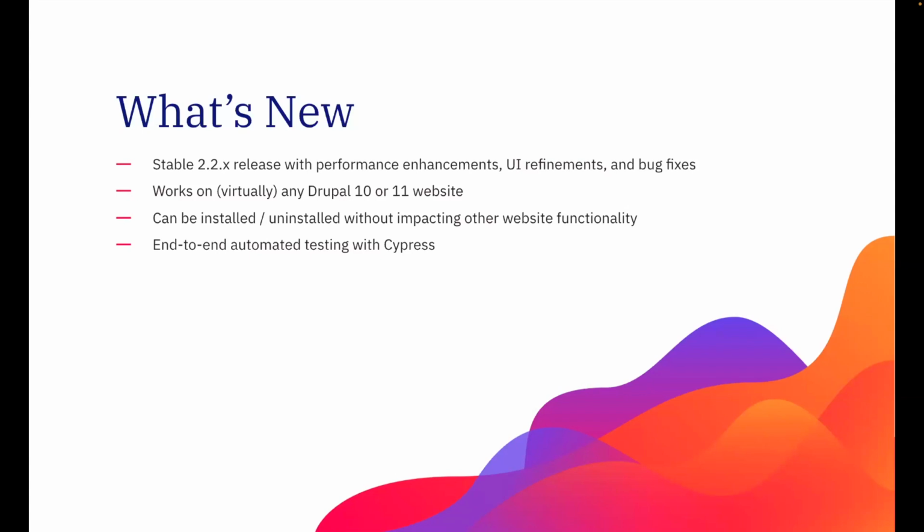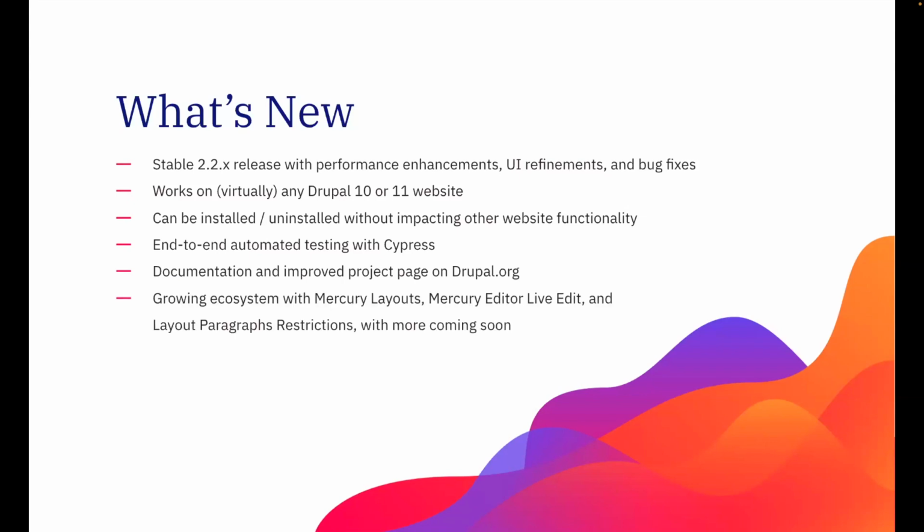The Mercury module itself has end-to-end automated testing with Cypress. So every time code is committed to Drupal.org, Cypress tests run automatically in a Tugboat instance. And this provides us really great automated test coverage as the system gets more and more complex. And then there's improved documentation on the project page, both on the Mercury Editor project page and some of the other project pages in the ecosystem.